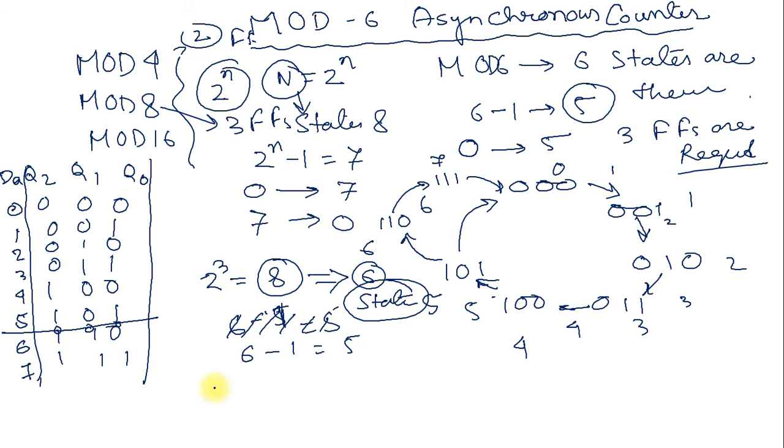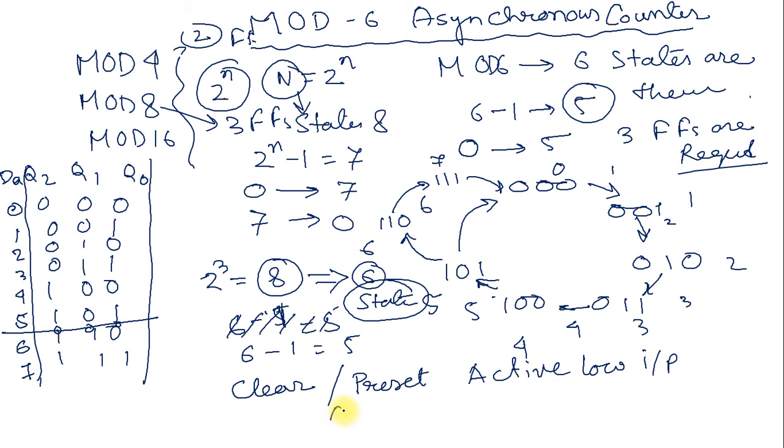Asynchronous inputs. Previously I have told you that two asynchronous inputs are generally used in the flip-flop: one is the clear, another is the preset, and both are active low inputs. Those are the asynchronous inputs. So here I can control the clear.